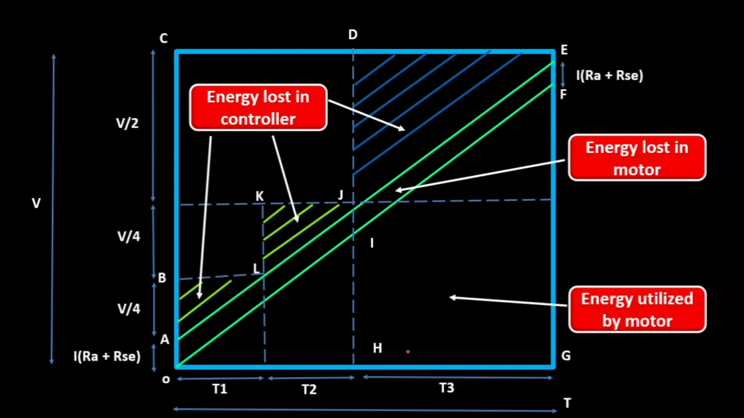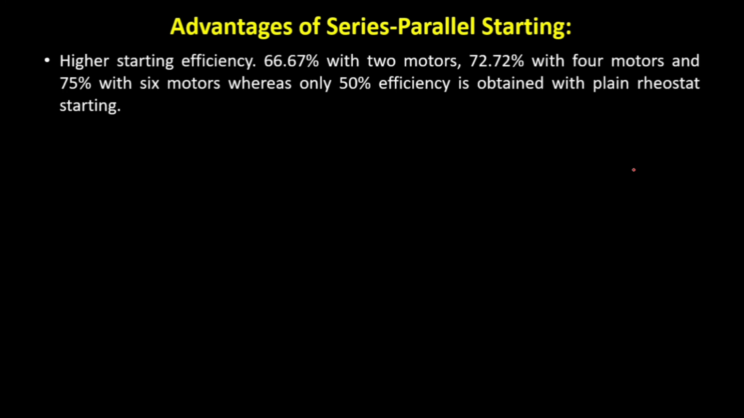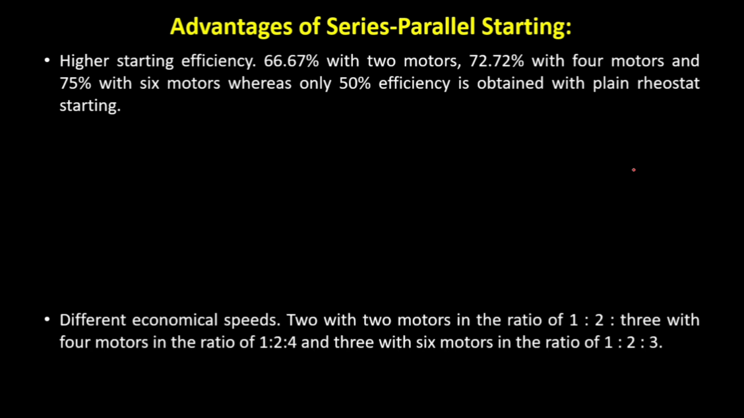So here is how you can solve n number of numericals using this characteristic, and it will give you n number of information. It will give you the energy lost in the controller, the energy lost in the motor, and the energy utilized by the motor. So this is how we solve. Now, advantages of series and parallel starting. The first advantage is that when you start using more and more motors, the efficiency goes on increasing as compared to the plain rheostatic method in which the efficiency was only 50%.